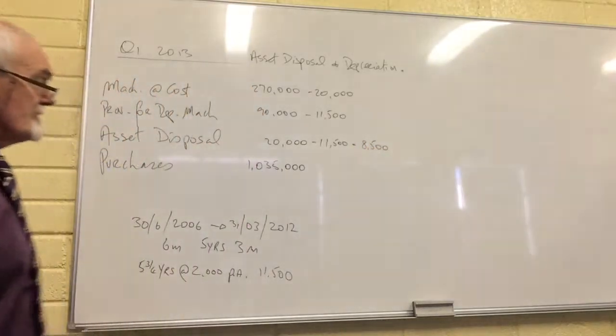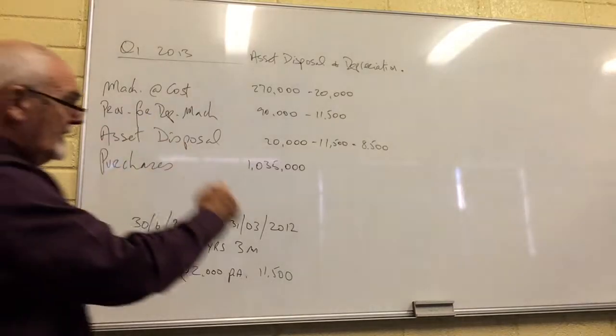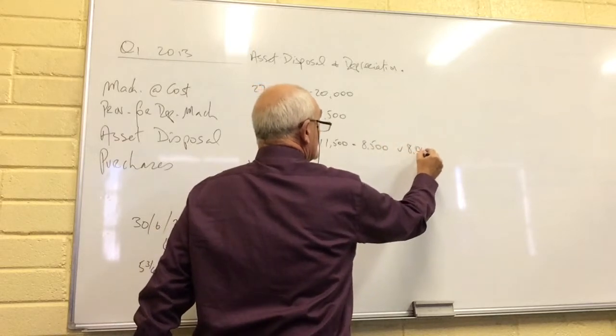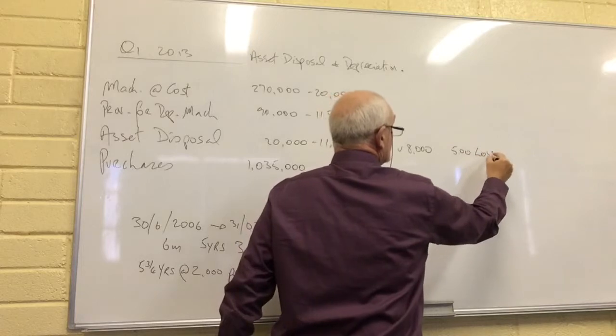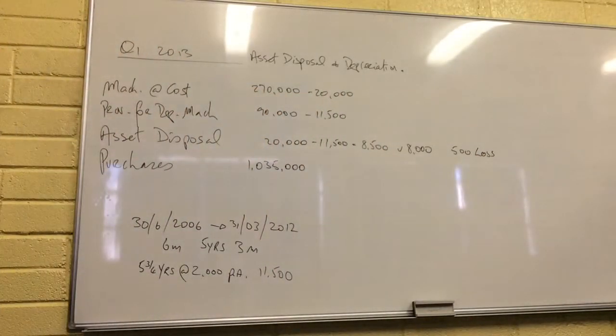Now the question tells us that we traded in against a new machine costing 51,000, and we got a trading allowance of 8,000. So we got 8,000 for this. 8,500 versus 8,000 means that we have a €500 loss. And as this is a manufacturing question, we'll put the €500 loss into the manufacturing account as an overhead.